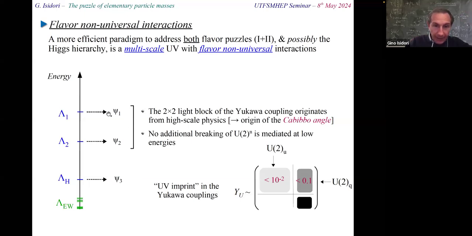And the imprint of this EFT construction is something that describes well what we observe in the Yukawa coupling. So the Yukawa coupling is large for the third generation, then there is a small mixing between the third generation and the light families, and finally a very small structure describing the Yukawa for the first two families. But again, this is what we can say only using general EFT arguments.